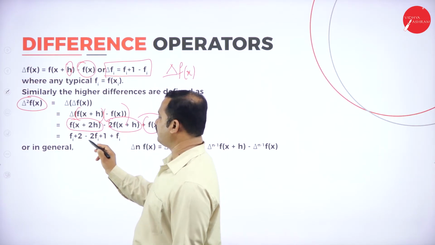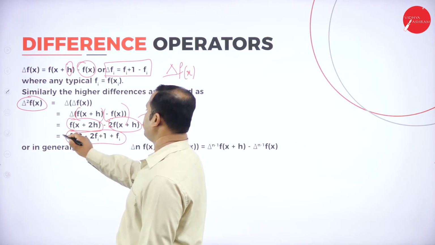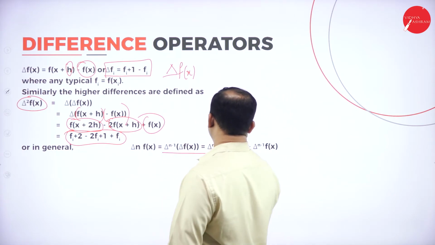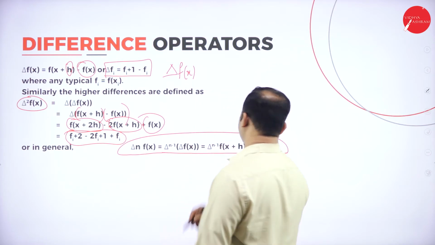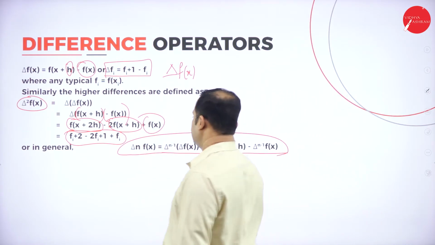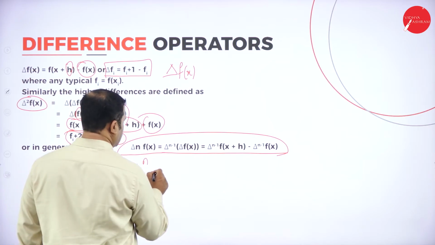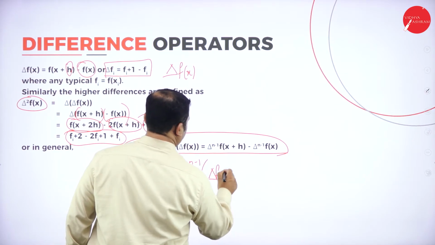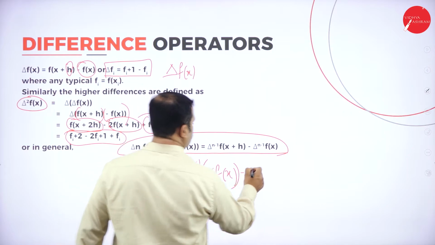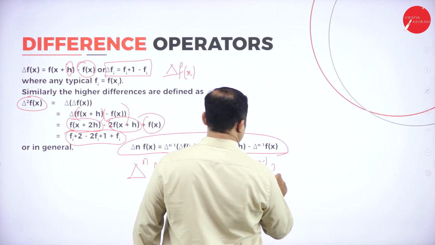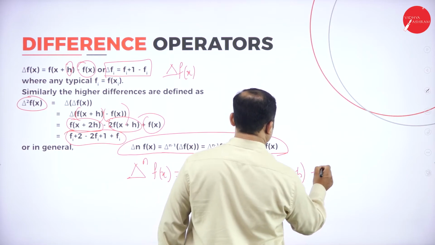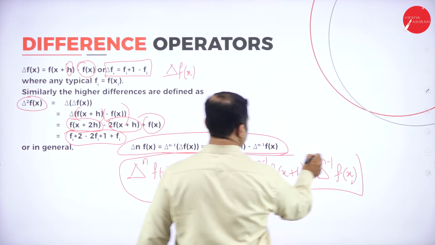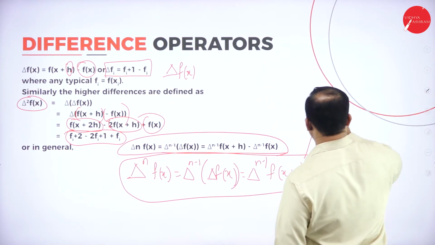If I further simplify this equation, this becomes f(i+2) minus 2 f(i+1) plus f(i). So we have 3 f(i) here. In general, the higher order forward difference is obtained by Δⁿ f(x) = Δ(Δⁿ⁻¹ f(x)), which is equal to Δⁿ⁻¹ f(x+h) minus Δⁿ⁻¹ f(x). The same thing is written here to indicate the degree of the forward difference.